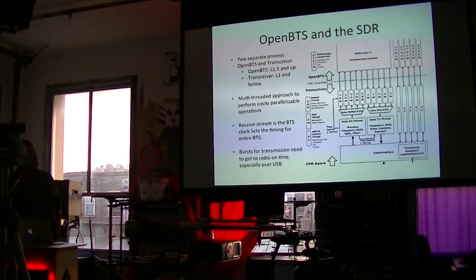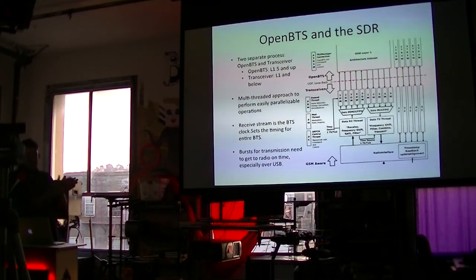I put together this diagram to illustrate the architecture of the system. In the previous slide we had OpenBTS, which was sort of layer two, layer three-ish. It also does some of the stuff in layer one, frame multiplexing and forward error correction, coding and decoding. Transceiver is responsible for the RF signal processing. In this example here, we actually have five carriers, or five RF pins.